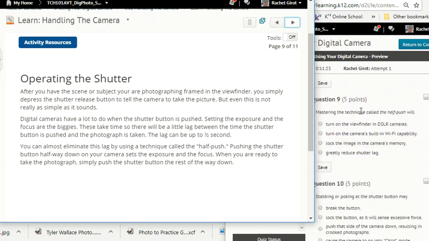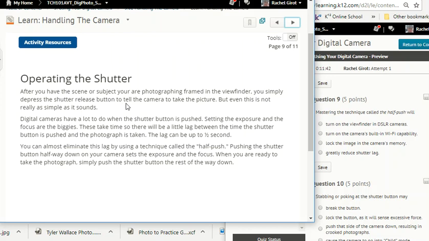Question 9, mastering the technique called the half push will turn on the viewfinder and DSLR cameras, turn on the camera's built-in Wi-Fi capability, lock the image in the camera's memory, greatly reduce shutter lag. Let's find out. Operating the shutter.